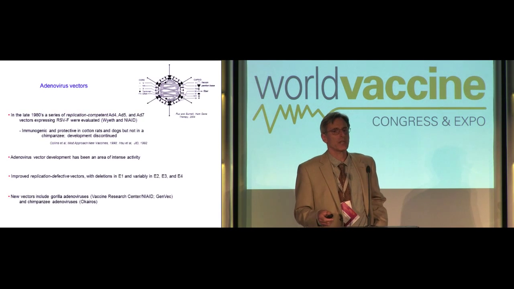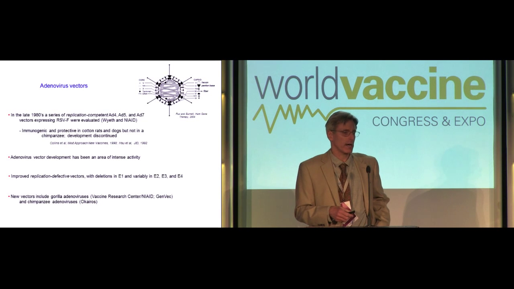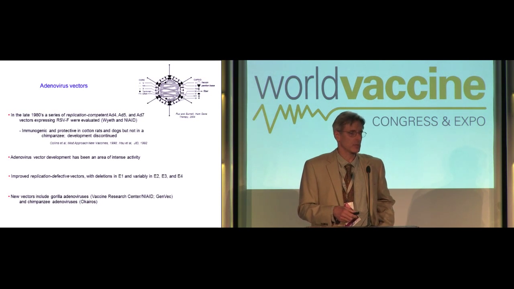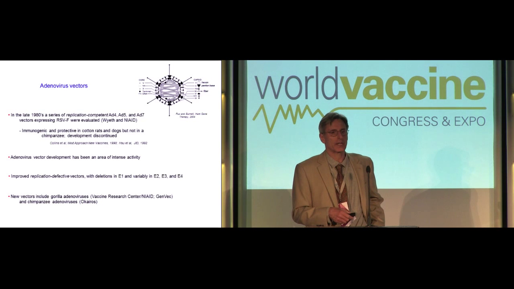This is an example of another type of vector for RSV vaccines, adenovirus. And we actually worked with Wyeth in the 1980s with replication-competent adenovirus with a number of serotypes. And we evaluated them in cotton rats and dogs, and they looked very good. They're very immunogenic and highly protective. But in chimpanzees, they were poorly immunogenic. So we discontinued using these.